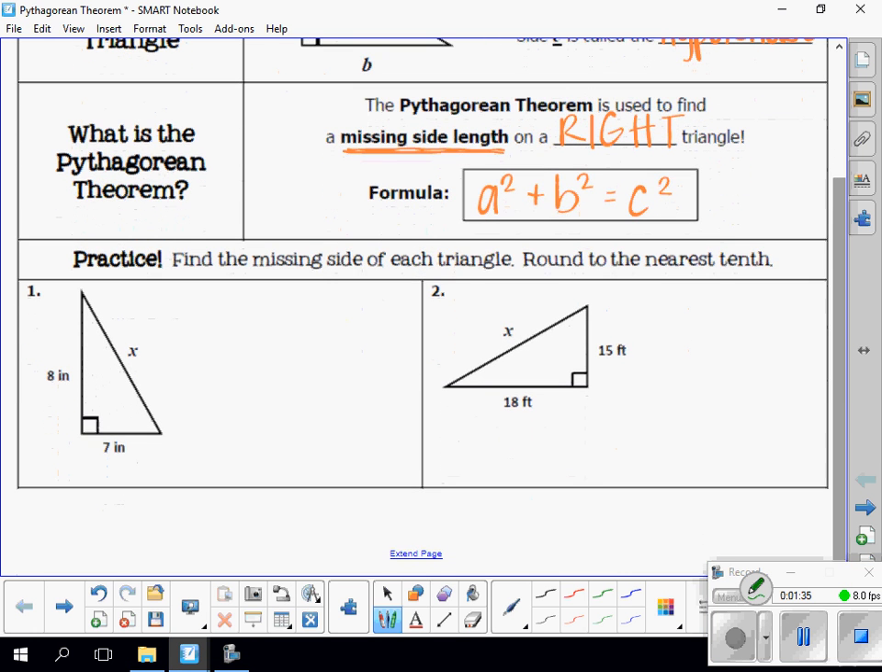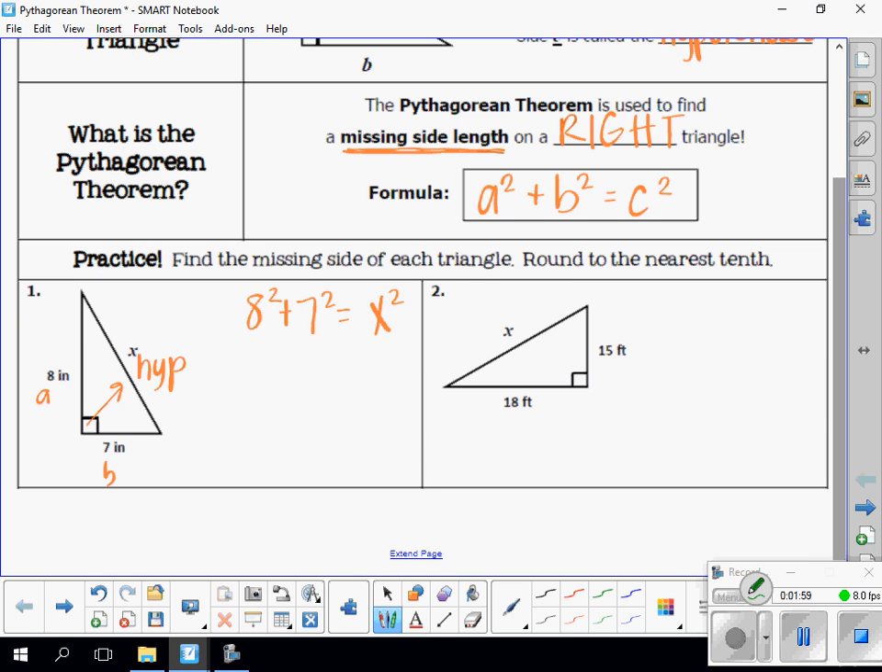All right, let's look at number 1. Across from your right angle is always your hypotenuse. For some of you, I would make sure I'm labeling that until you get used to locating it. And then A and B can alternate, so I'm going to make it A and B. So it's A squared, 8 squared, plus B squared, 7 squared, equals c squared, which is x, because I don't know it.